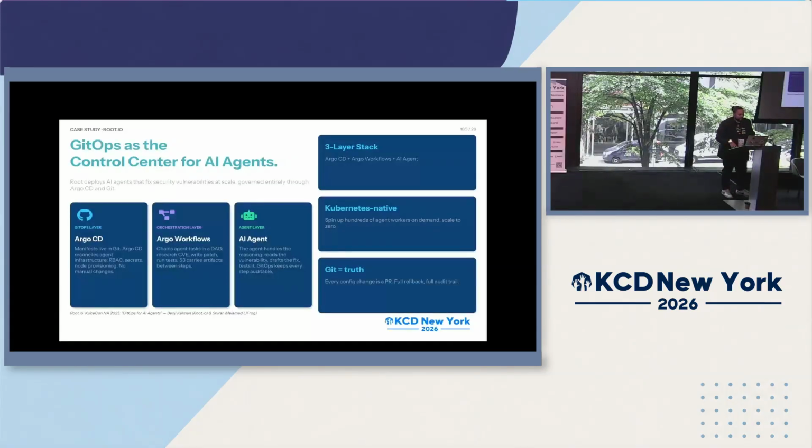So this is a case study from Root.io. They presented this in Atlanta. So they pointed out that they were able to fix AI agent security vulnerabilities at scale by using Argo and Git. So they were able to use Argo CD, Argo Workflows, and AI agents. So they spun up hundreds of agent workers on demand, and they scaled it to 0, and they configured everything in Git. So all the agent prompts, all the agent goals were in Git. So they were able to get a full audit trail. So when something was deployed, the prompts were there, and they were able to figure out the chain of thought of why the error occurred. And if an error occurred, they were able to roll back immediately, not using agents as the de facto reconciliation process or the CI/CD delivery tool.